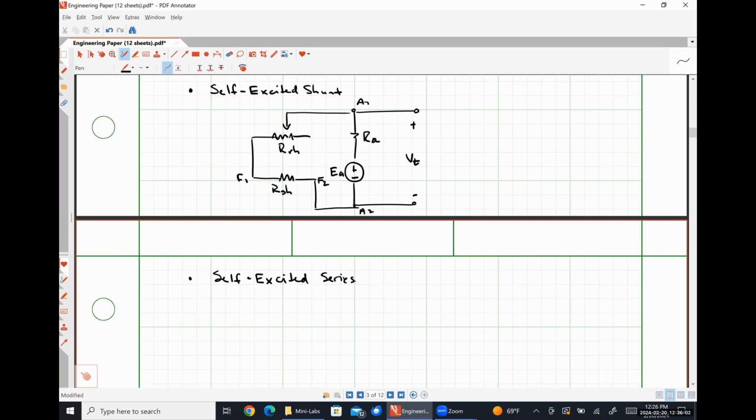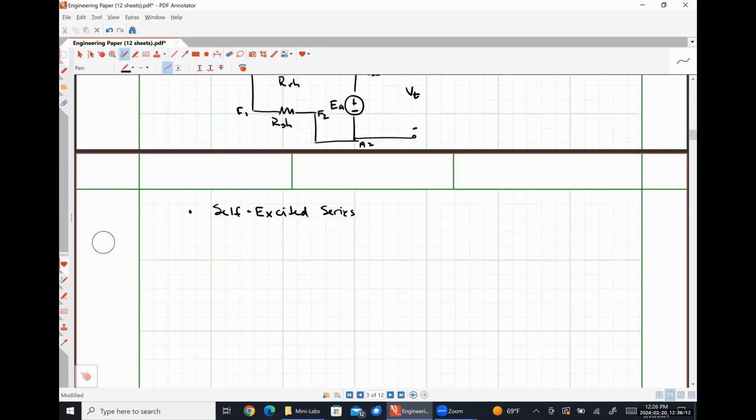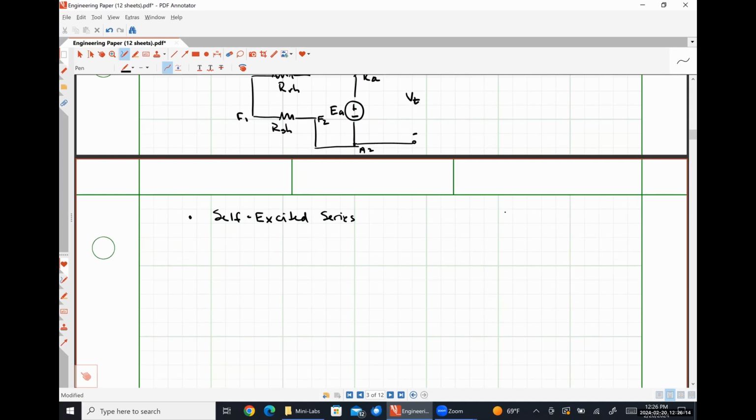And so in this case, we are going to connect the series field winding in series with the armature resistance. Okay. So if I put my armature circuit like so, here's EA, RA, armature terminal A1, armature terminal A2.